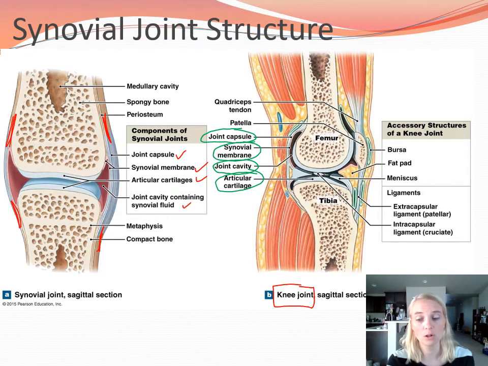So yes, it checks all of those boxes for having the four components needed for a synovial joint, but there's a whole bunch of other things. So what are these other things?